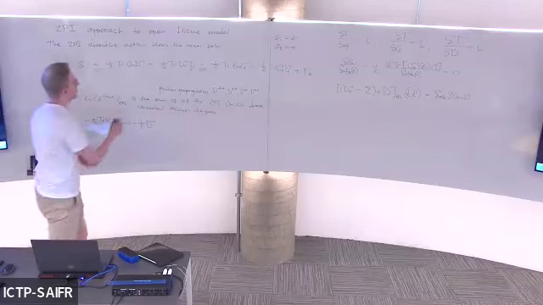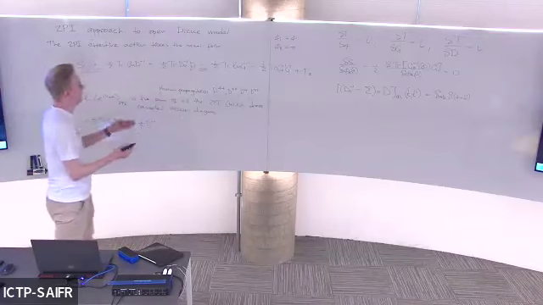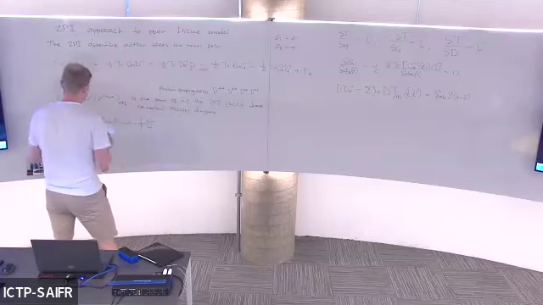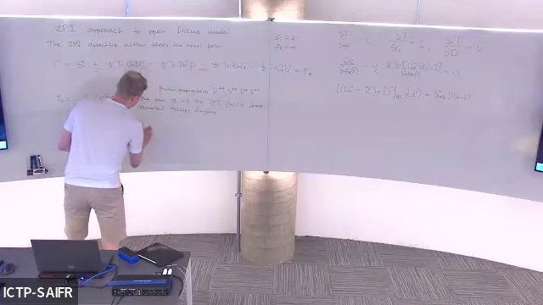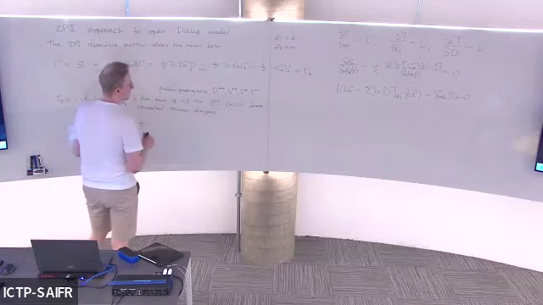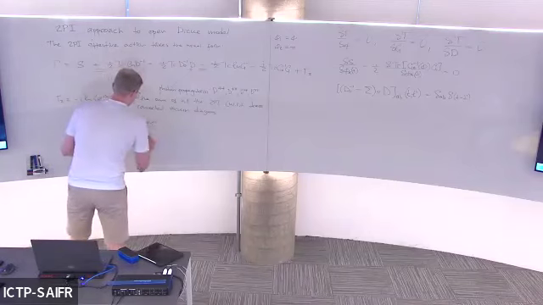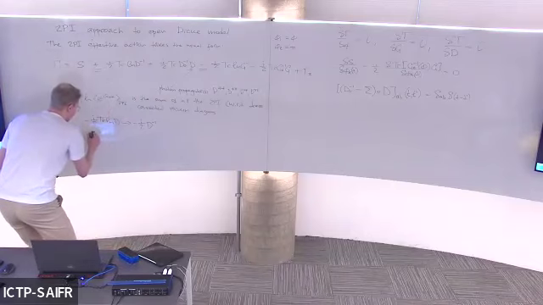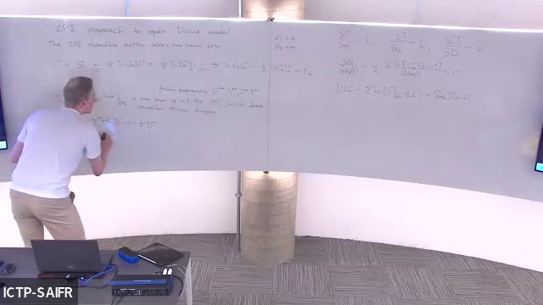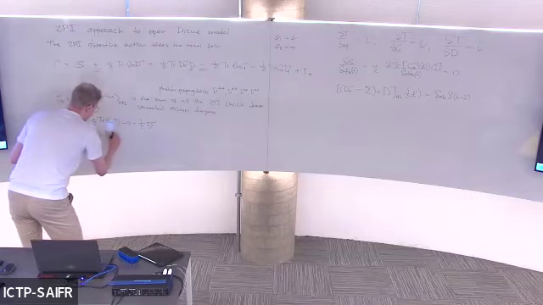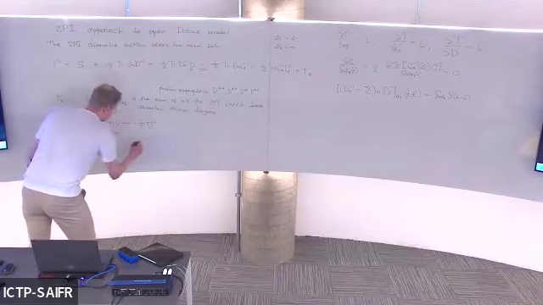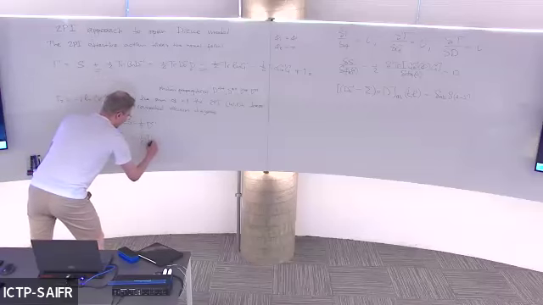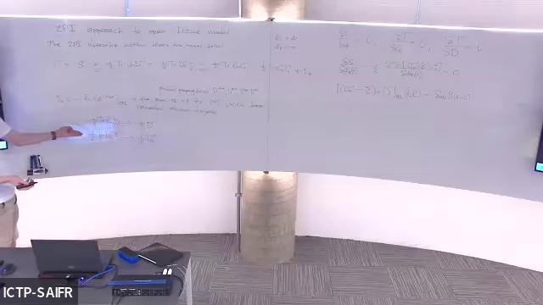Good. Next one, this one. This one is simple, because this gives this, and this is linear in these words. Simple.